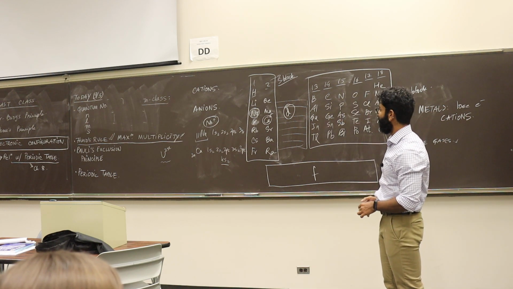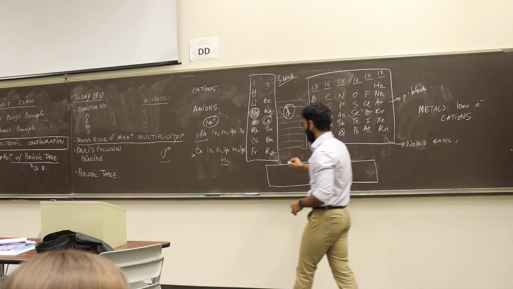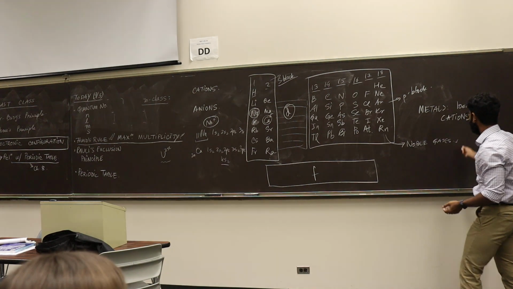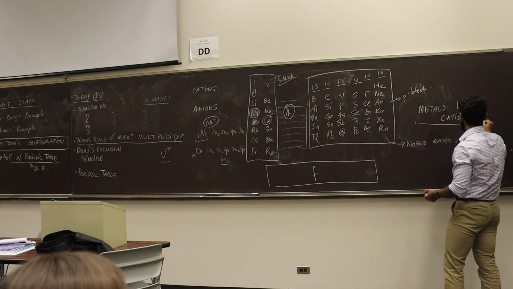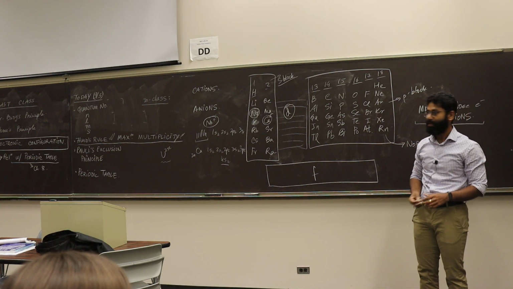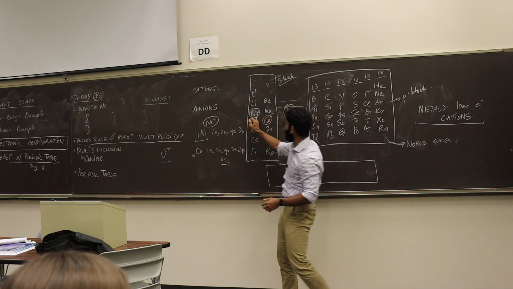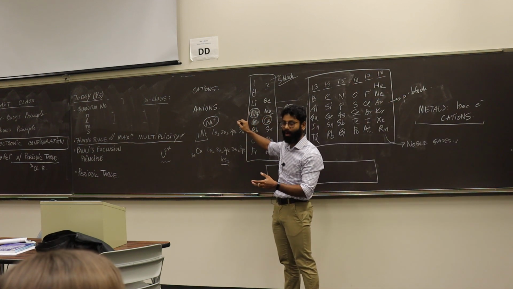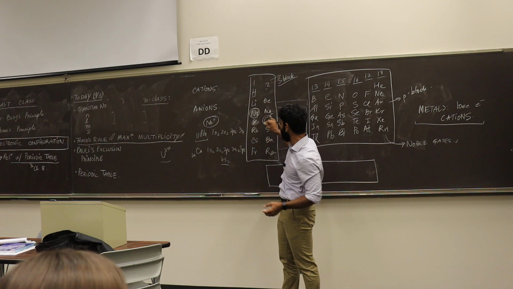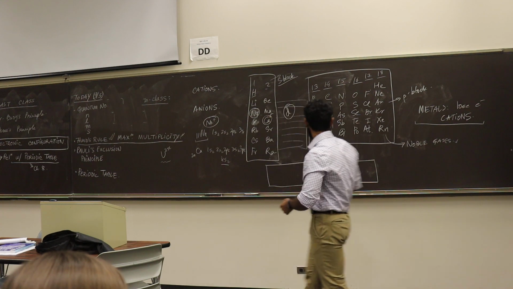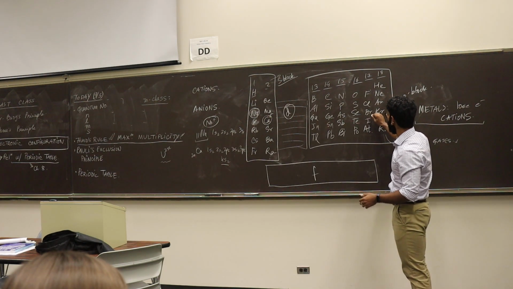Where was I? Group 17. Okay, yeah. So the thing is, metals are losing electrons to form cations. Group 1 is called alkali metals. Group 2 is called alkaline earth metals. Group 18, noble gases. Now 17.